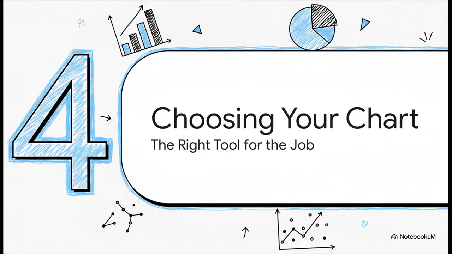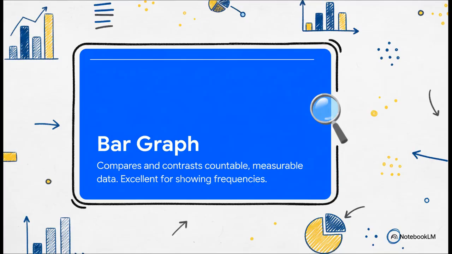All right, let's dig into that first rule a little deeper because it's a big one. Choosing the right chart for the job. This is absolutely key to getting your message across clearly. So if you're comparing different things, like sales for different products, the bar graph is your go-to. It's just so easy to see which bar is taller, right? You can instantly see who the winner is.